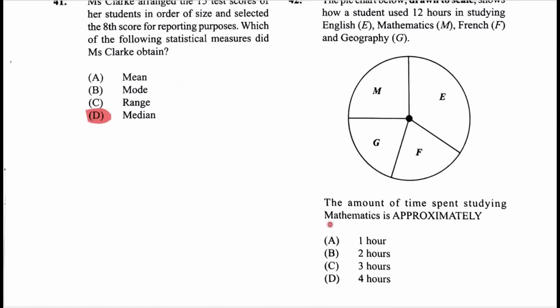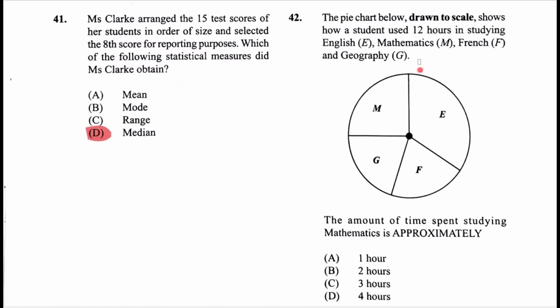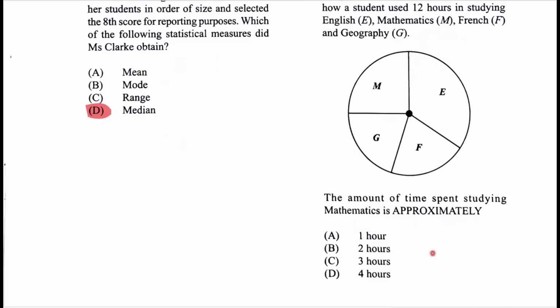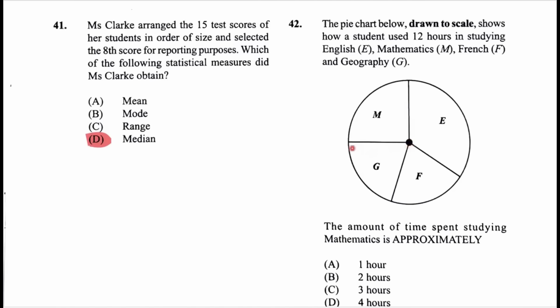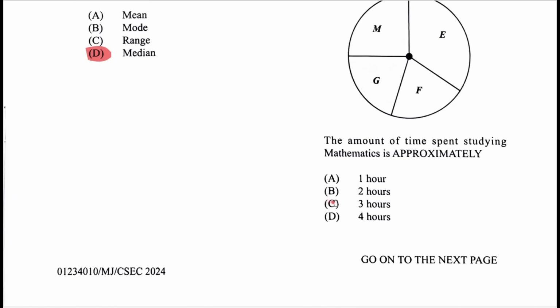42. Pie chart drawn to scale. A student used 12 hours studying English, math, French, and geography. The amount of time spent studying maths is approximately what? Wow, that looked like 90 degrees. That looked like a quarter. What's a quarter of 12? That'd be 3, right? So it's approximately that, not exactly that.